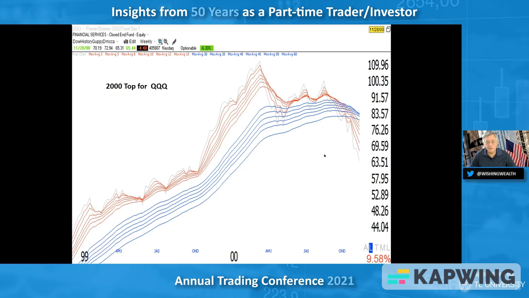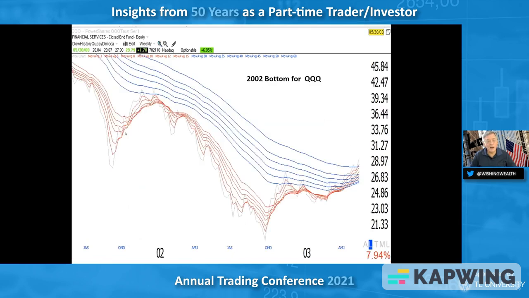Next chart, Dave. Now you have what I consider a solid downtrend, blue, white, red. This is the 2000, right through 2002. So this is another way of looking at the market, stocks, and ETFs that can give you a really good idea of what the trend is. So there you can see the bottom for QQQ.